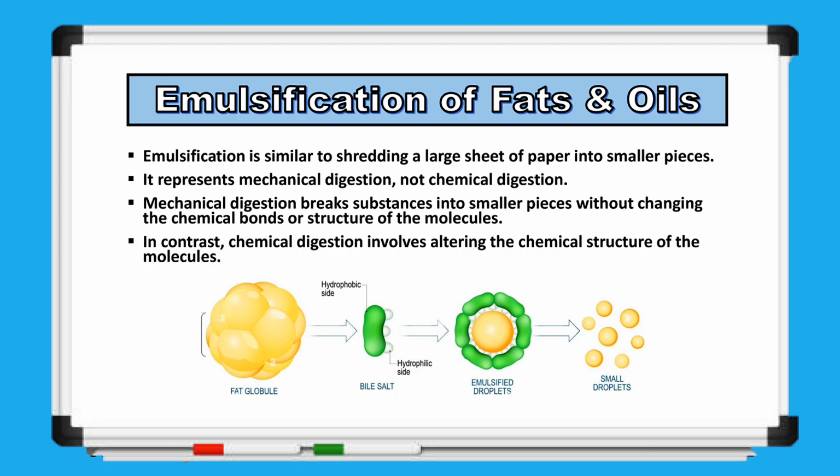Chemical digestion, on the other hand, is different. It actually changes the chemical structure of molecules. For example, lipase breaks fats down into fatty acids and glycerol. Here's how bile helps with this process.